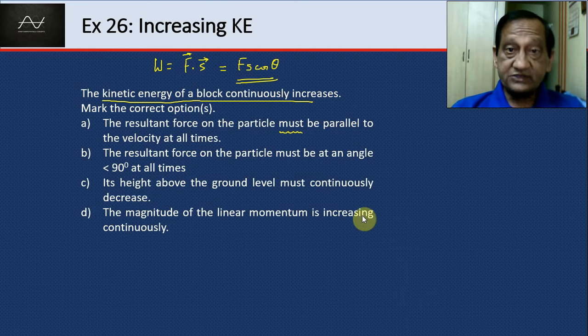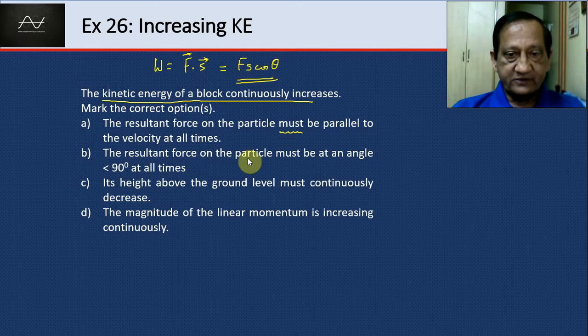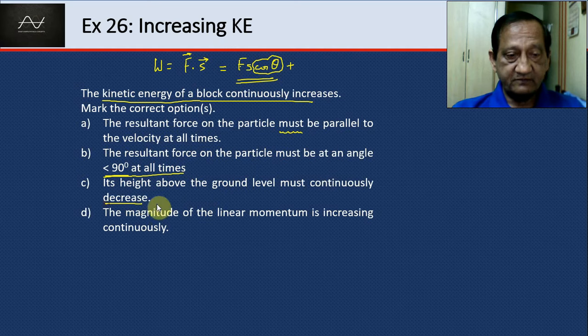So the resultant force on the particle must be parallel. Now, when you say must be, you are excluding any other possibility. It can be parallel, that is correct, but not must be parallel. The resultant force on the particle must be at an angle less than 90 degrees at all times. That is correct, because if it is less than 90 degrees, then cos theta is positive. F and S are simply the magnitudes of the force and displacement, which are positive. Then its height above the ground must continuously decrease? Not necessary. The force is doing the work, and the potential energy may be constant.